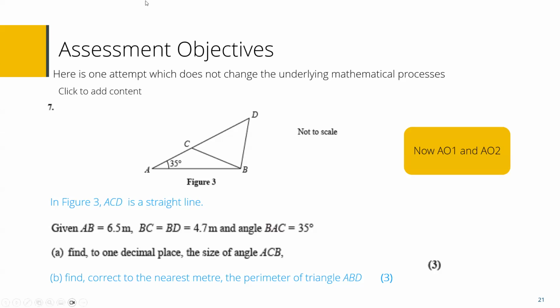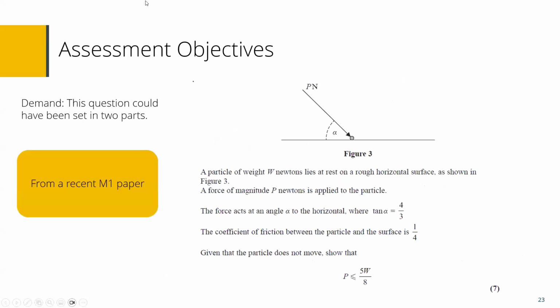If we look at this one here, sorry, I skipped this. I'll come back to that. If we look at this one, this is from an M1 paper. If I give you a minute to just read the question so you can see what we're talking about here. So this is 7 marks. It's a 7-marker question. It's quite unstructured for the students.